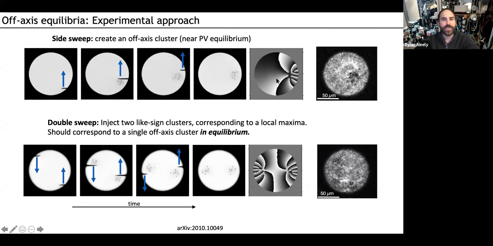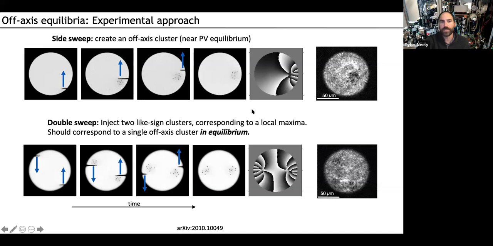So our first stirring scheme, and there are five stirring schemes, so hopefully I won't lose anybody, was just like the other experiment where we had two clusters about the center of the condensate. Now we're seeking to make one cluster, so this is going to be very close to a point vortex equilibrium state of one of these off-axis clusters. Here's an image of the actual vortices in the experiment.